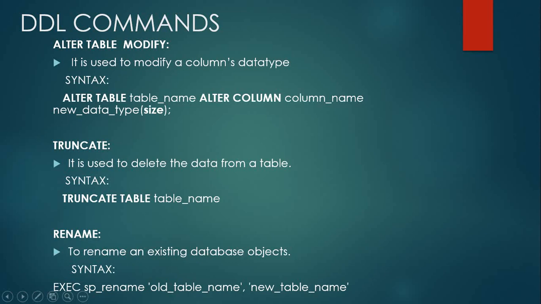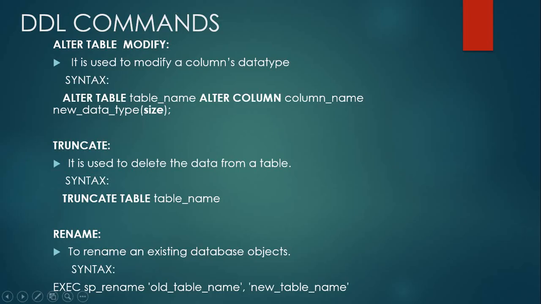Likewise, then we have the TRUNCATE command. It is used to delete the data from a table, whereas the DROP command was used to drop the table entirely, to remove the table completely from the database. The TRUNCATE command is going to delete the data present in the table entirely, but it retains the structure, like the column names, and all that will be retained. Just the data inside the table will be deleted.